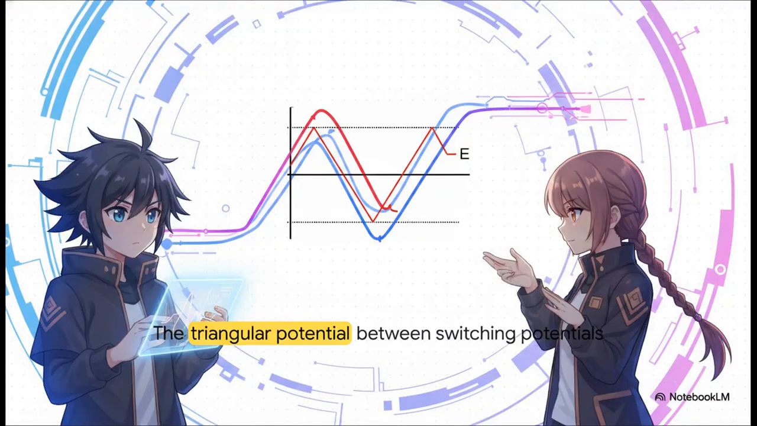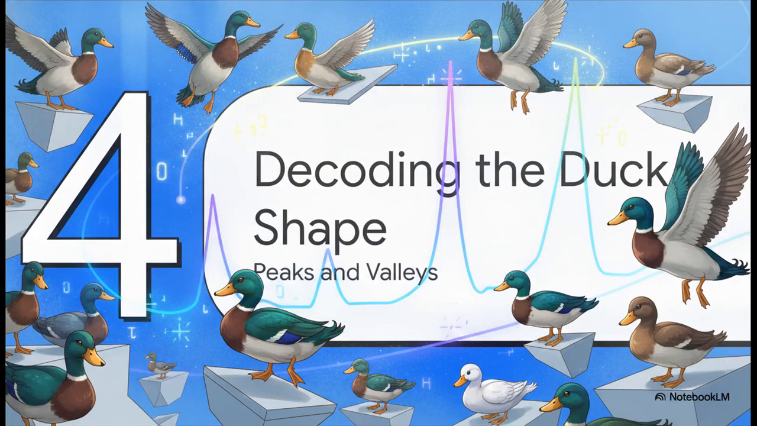And you can clearly see that journey in this triangular waveform. It defines the forward and reverse path between our 2 switching potentials over time. We start at our initial potential, ramp up linearly to the switching potential, and then instantly reverse direction, ramping back down at the exact same speed. This continuous, rhythmic cycling until we reach a steady state is exactly what makes CV such a remarkably versatile, powerful diagnostic tool. Which brings us to part 4, decoding the duck shape.